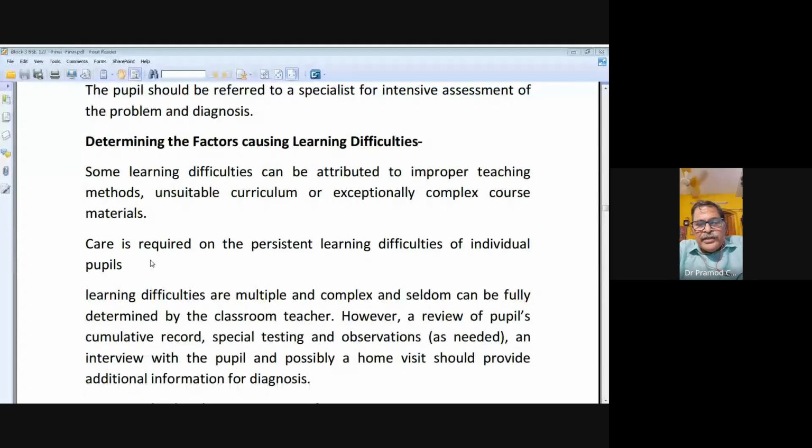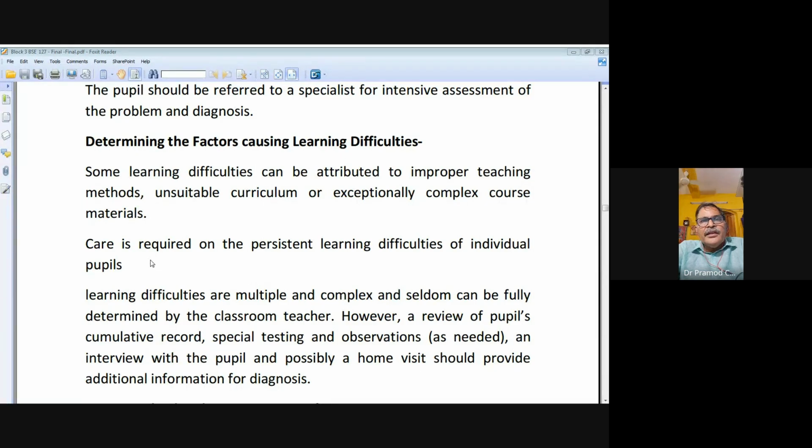We have intelligence, IQ, and individual differences. Definitely the students will vary in their IQ and intelligence. Their learning capacity or ability will also differ from person to person. So care should be taken considering all the difficulties. Suppose one has low intelligence, he is not able to learn as quickly as the gifted child, whose IQ is more than 140. Learning difficulties are multiple and complex also.